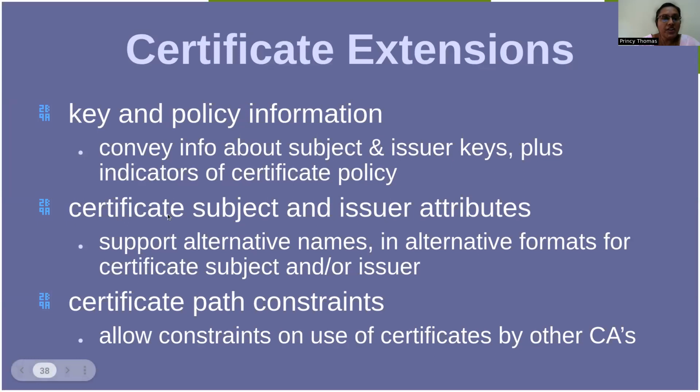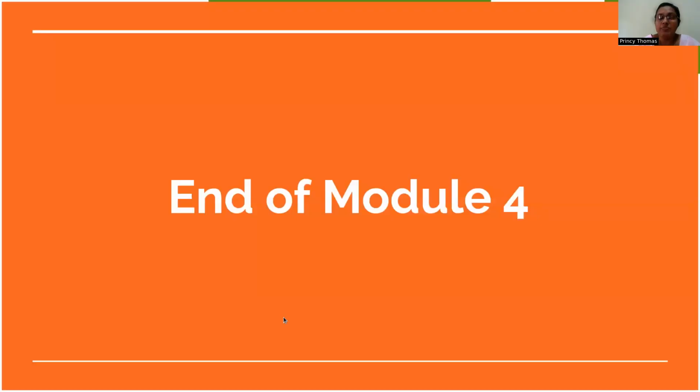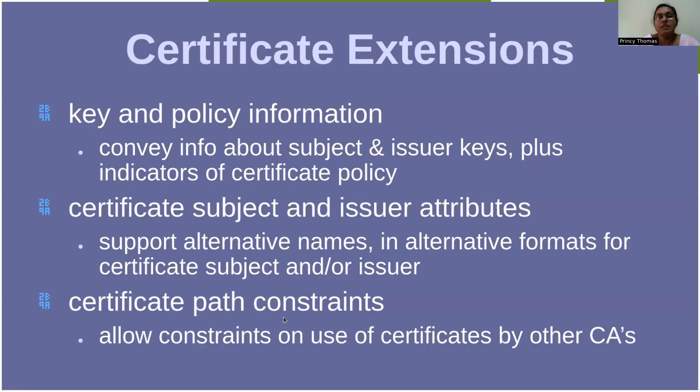Now, if you want extra information about certificate subject and issuer attributes, then it supports alternative names and alternative formats for the certificate subject or issuer. Another possibility is certificate path constraints. So it allows constraints on the use of the certificates by other certificate authorities. So this is the kind of information in some of the extensions that can be seen in the X.509 certificate.